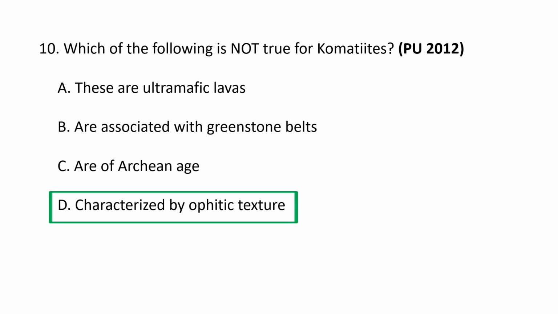This is not true for komatiites, because komatiites are ultramafic lavas and they are associated with the greenstone belts, and these are of Archean age. Being characterized by ophitic texture is not true for komatiites, because komatiites have a spinifex texture. So that's why D, these are characterized by ophitic texture, is the option that is not true for komatiites.